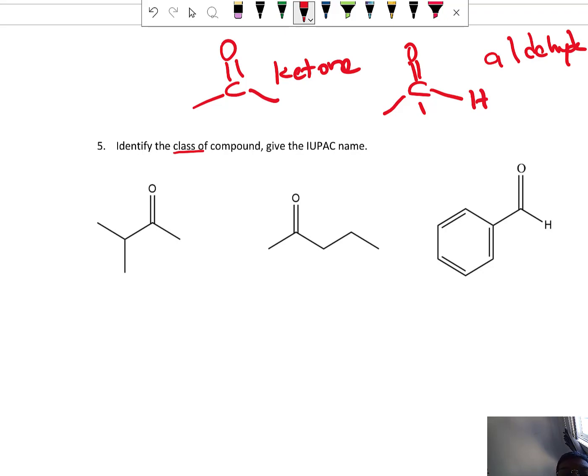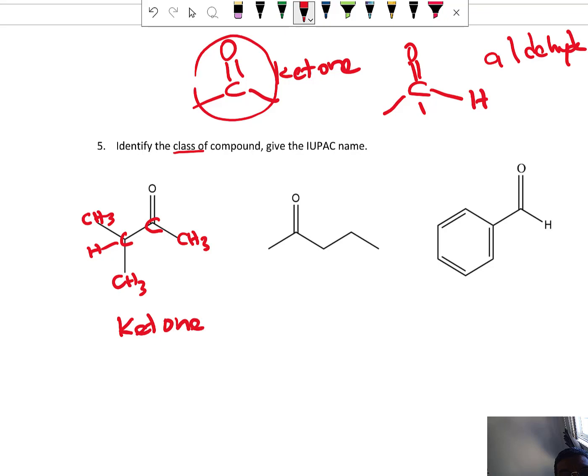So the class of compounds, by looking at it, I can see this is a CH3 group, and this is a CH3 group, and this is a CH3 group, and this carbon has one hydrogen sticking out. This carbon already has all four bonds, so it looks like a ketone. So the class is ketone, right? And here the same, it's a ketone, right? And let's look at the last one. You have this situation, right? And C double bond O and a hydrogen, so it's the first carbon actually. So this one is an aldehyde.